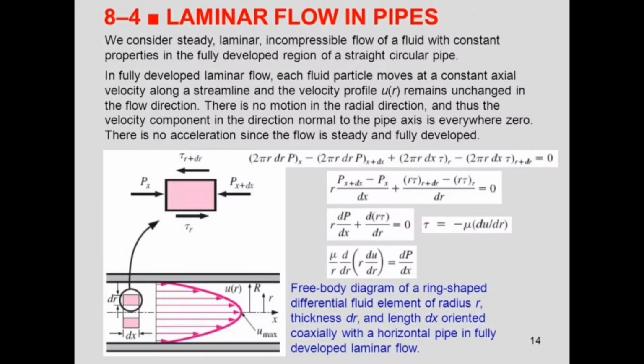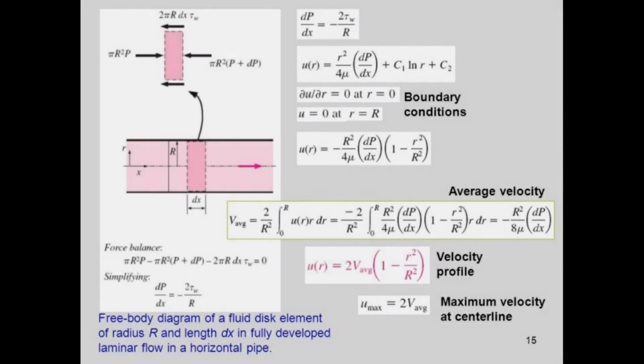this is a free body diagram of a ring-shaped differential fluid element of radius r, thickness dr, and length dx oriented coaxially with a horizontal pipe in fully developed laminar flow. This is also a free body diagram of a fluid disk element of radius r and length dx in fully developed laminar flow in a horizontal pipe. For the boundary conditions, du/dr is equal to 0 at r equals 0, and then u is 0 at r equals capital R. That is for the boundary conditions.